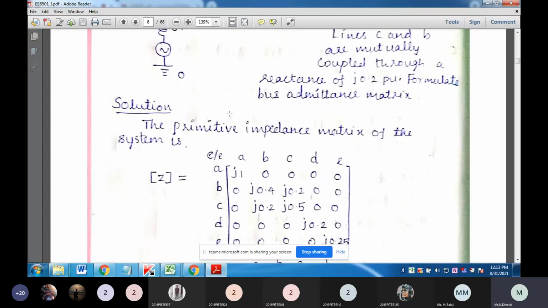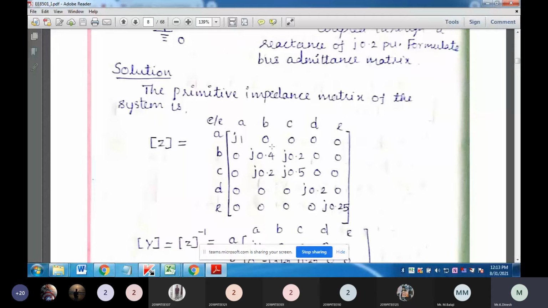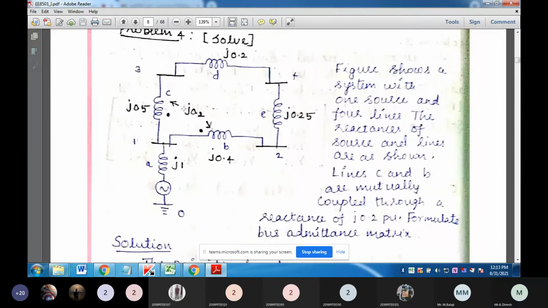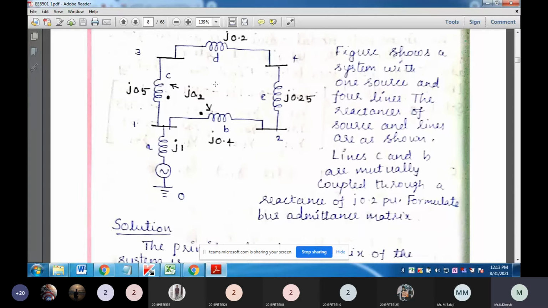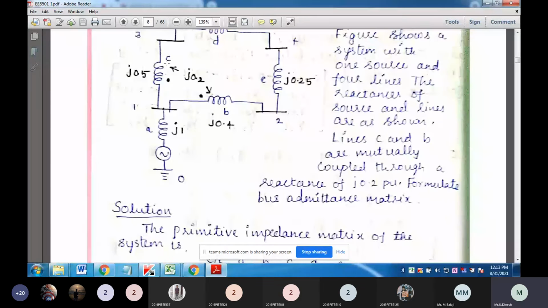From B and C, C to C you have 0.5. D to D you have 0.2 and E to E you have 0.25. So only this one is mutual value. So in between B and C, B to C you have J.2 and C to B you have J.2. That is the coupling, from C to D as well as B to B, B to C.